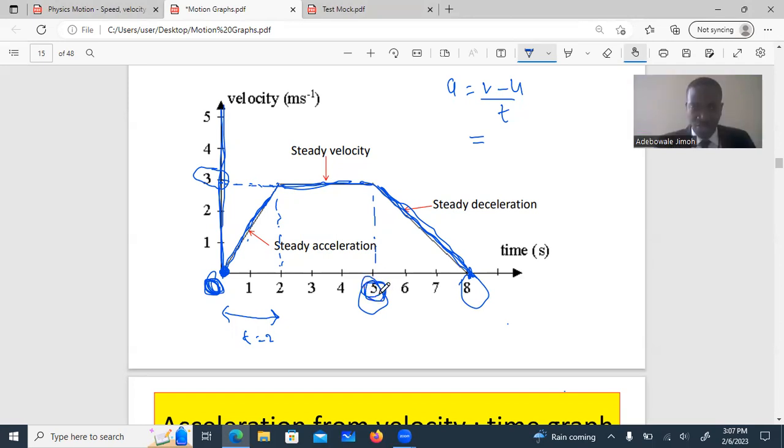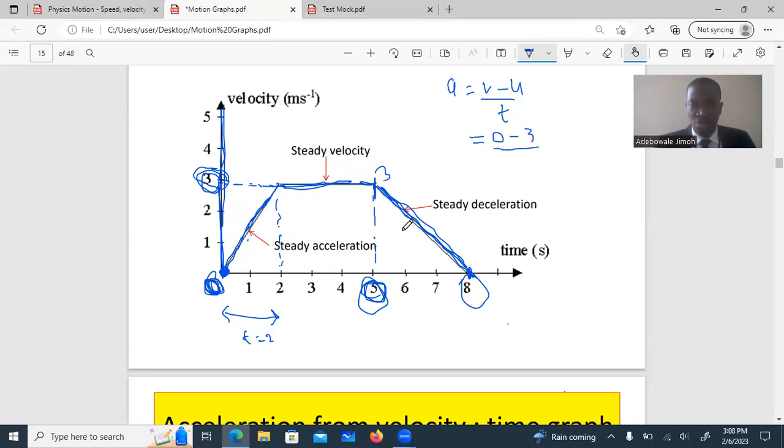And what's the velocity at 5 seconds? That's the value we have here, and the velocity here is 3 meters per second. So our initial velocity is 3 meters per second. Our final velocity is 0, and our initial velocity is 3 meters per second.